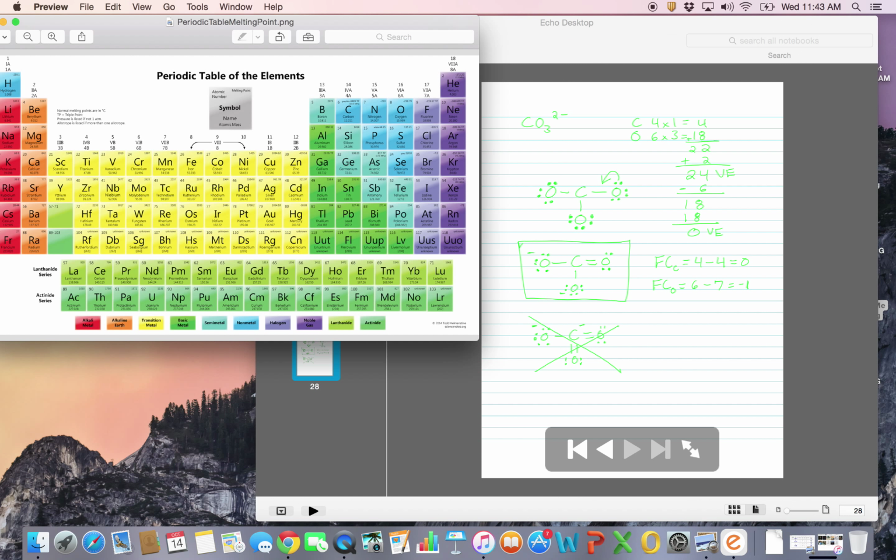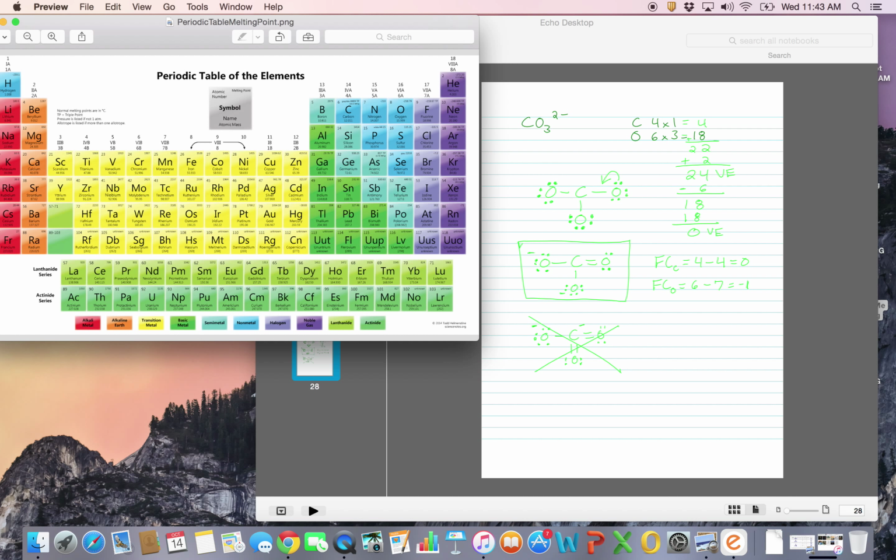All right, let's do another Lewis structure example. This time let's work with a polyatomic ion. Carbonate, CO3 2 minus. Remember that first thing we need to do is determine the number of valence electrons involved in our structure. Carbon normally has 4. We have 1 atom of carbon. Oxygen only has 6. We have 3 atoms of oxygen.